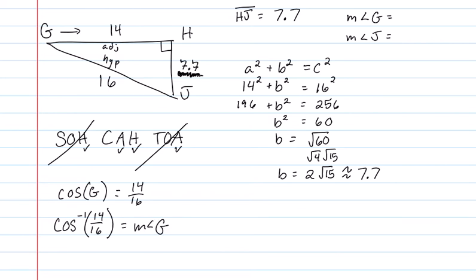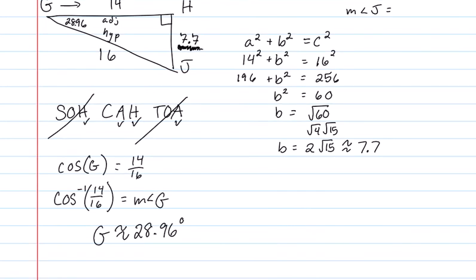So into my calculator, I'm going to type in second cosine 14 divided by 16, and I will get G approximately equals 28.96 degrees. If this is 28.96, I can take it away from 90 degrees for my two acute angles here, angle G and angle J. Those must add to 90, since all three angles must add to 180. I can take 28.96 away from it.